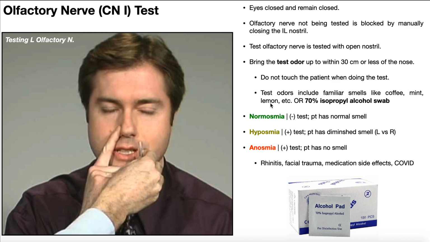Okay. Another thing that you can also use is a 70% isopropyl alcohol swab. You can see those down here at the bottom of the screen. The reason why you might want to do those is because, first of all, most people are aware of the smell of alcohol, rubbing alcohol, hand sanitizer kind of things, right?